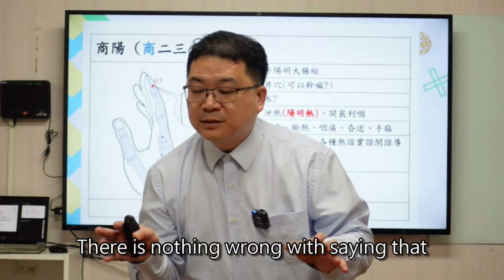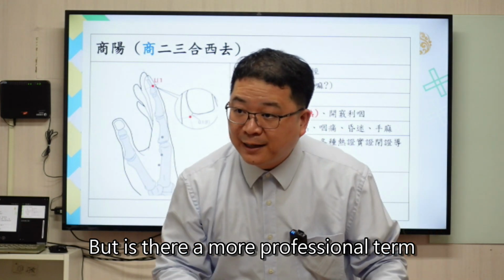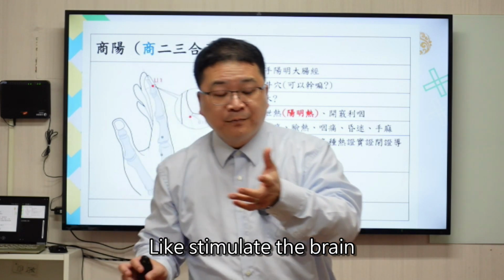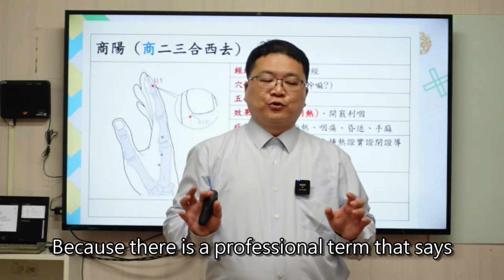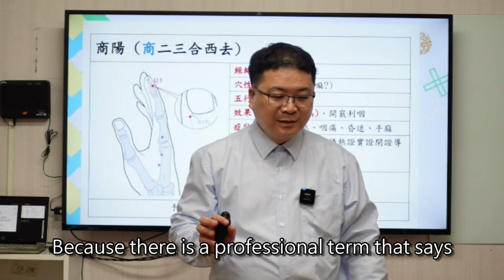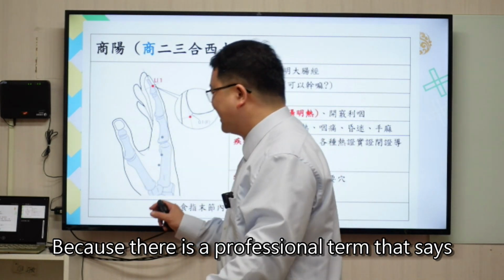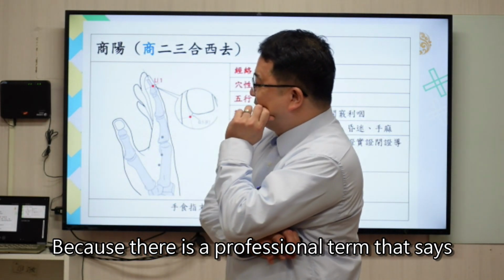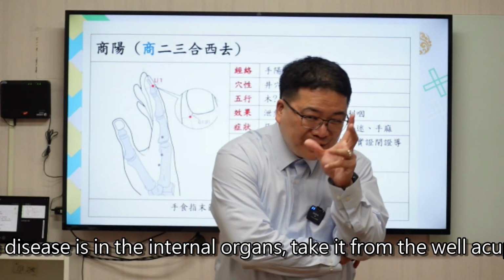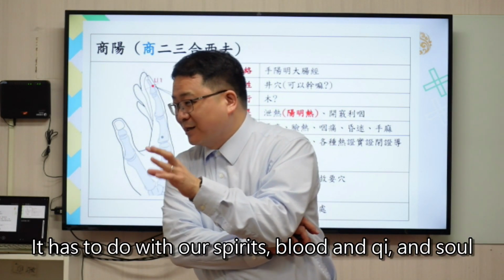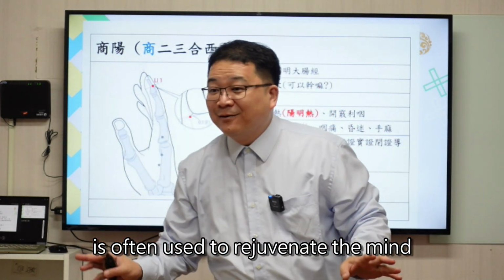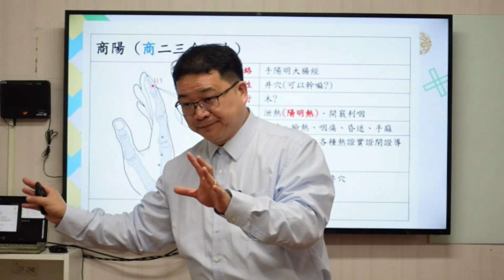Stimulate the brain. There is nothing wrong with saying that. But is there a more professional term? Can it release blood? Because it can improve awareness. Like stimulate the brain. Because there is a professional term that says, the well manages epigastric fullness. If the disease is in the internal organs, take it from the internal organs. It has to do with our spirits, blood, and qi. And so the Jing-well acupoint is often used to rejuvenate the mind, especially in that kind of stroke, heat stroke.